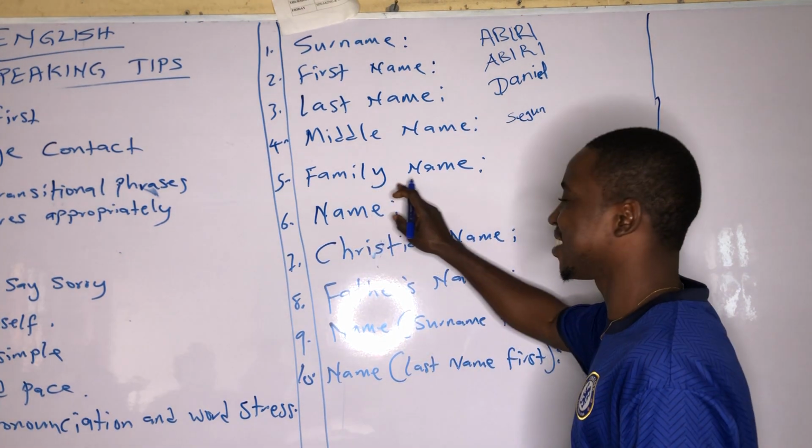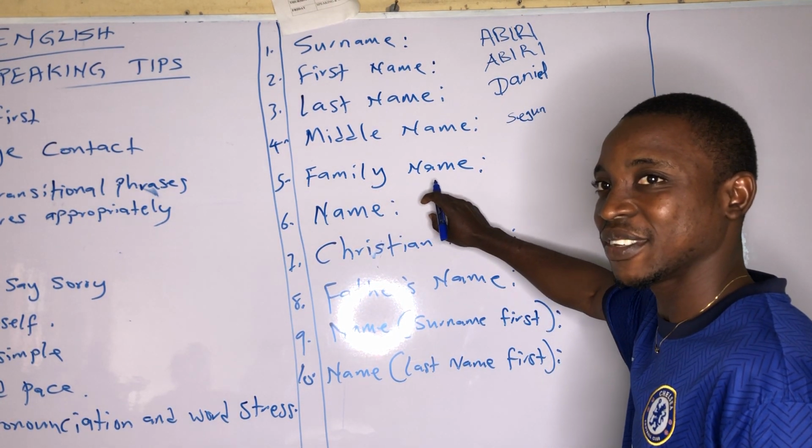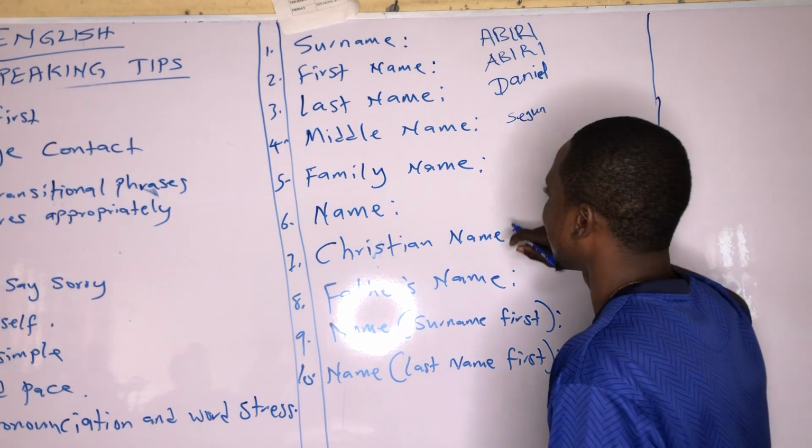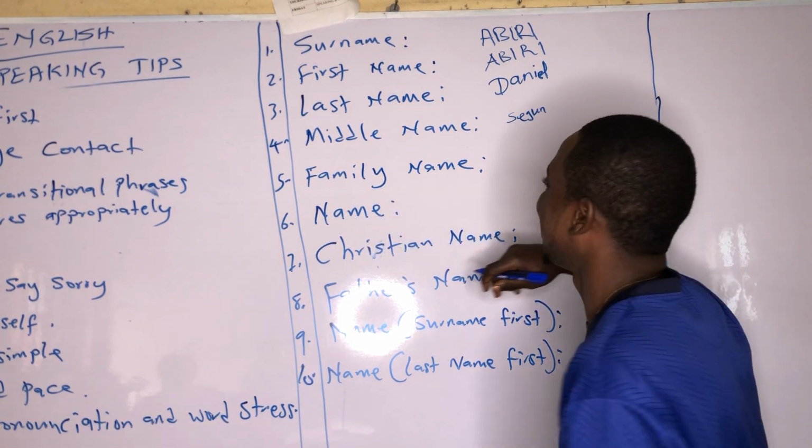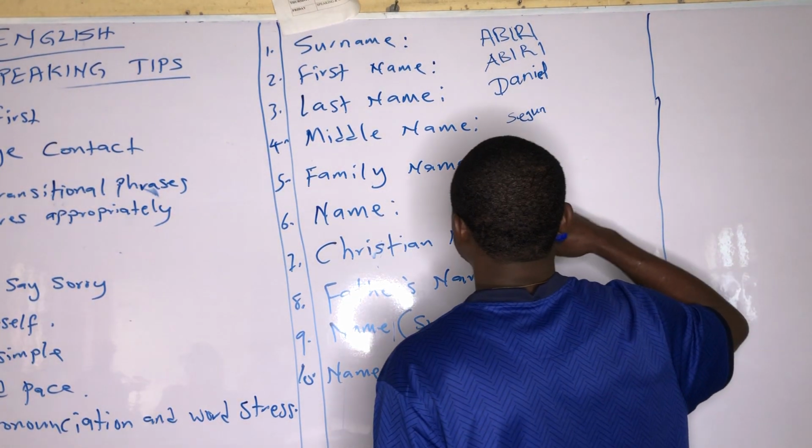This family name is. It's Abiri again now. There's one person, you know.